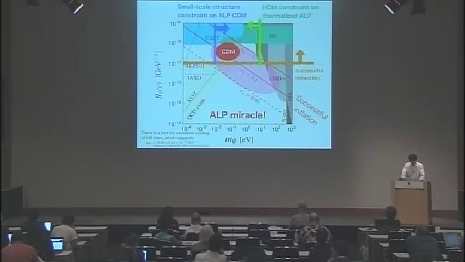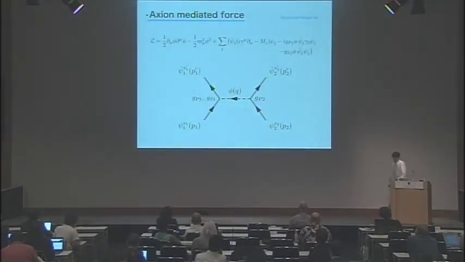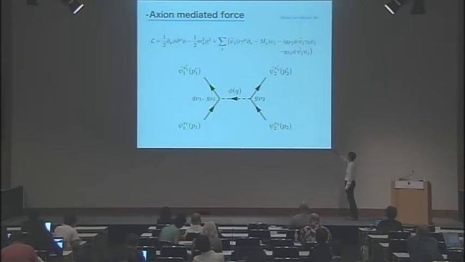Okay, so in the remaining time, I will talk about different topics. Let me go on to the fifth force experiment. If the axion exists, because it's coupled to the spin of fermions, it induces a new force, the spin-dependent fifth force. Here we introduce a coupling, with a decay-constant scale, to fermions like this.